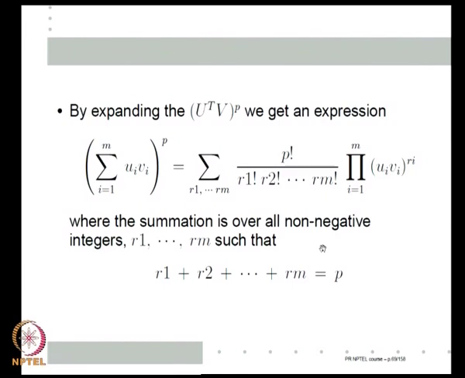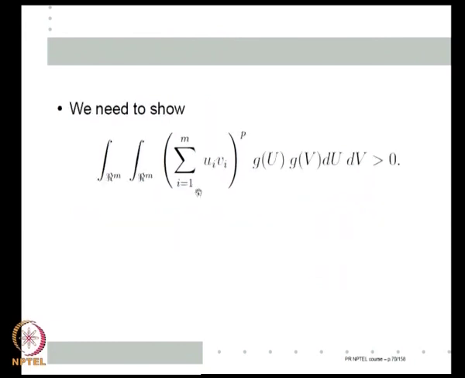But in a multinomial case, there will be (ui vi) to the power ri, where the ri satisfy r1 plus r2 plus ... plus rm equal to p, and the coefficients turn out to be these kinds of combinatorial coefficients. The summation is over all non-negative integers r1 to rm that satisfy this. Okay. So, something like a sum of m terms raised to the power p can be expanded as a sum of products like this using a multinomial expansion. So, keeping that in mind, what is it we have to show?